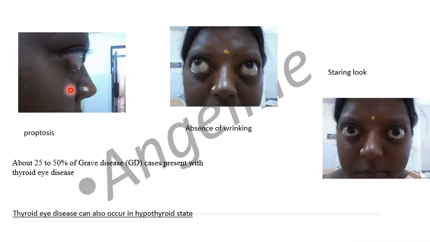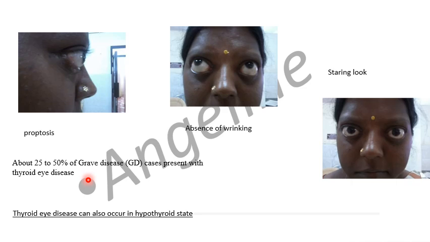So now these are the various eye signs. You see proptosis. This has been given to me by our endocrinologist, Dr. Vasanthi. Absence of wrinkling. They are able to see up, but no need to wrinkle. It's not that the muscle is paralyzed. It need not be used to look up. It's as simple as that. Or they can have a staring look. We are just putting it very simply. Now, 50% of Graves' disease patients present with thyroid eye disease. This you must keep in mind.